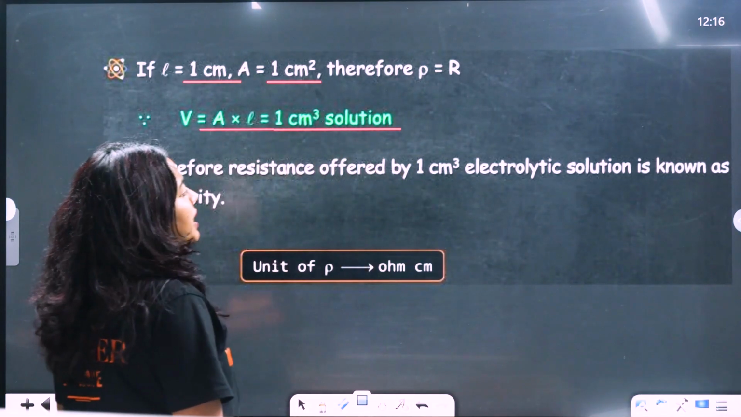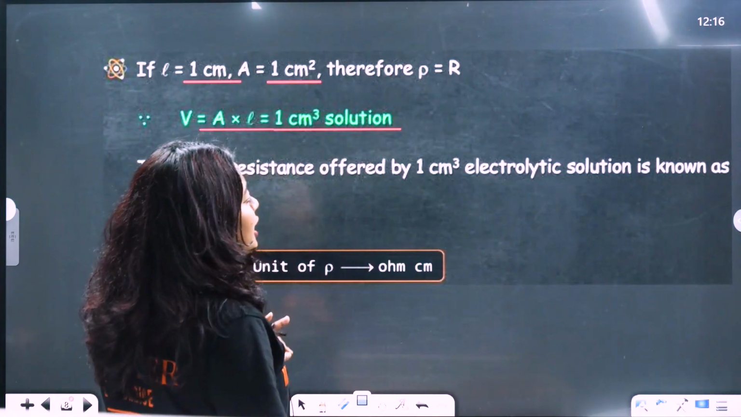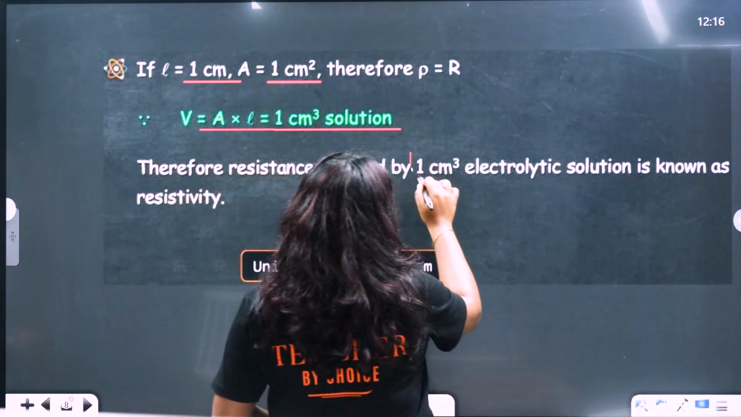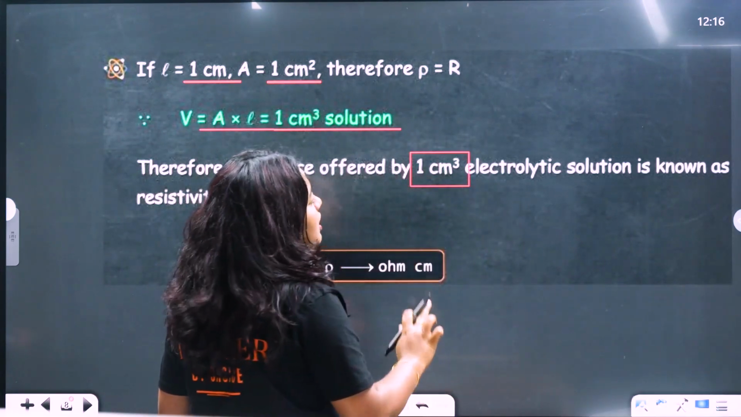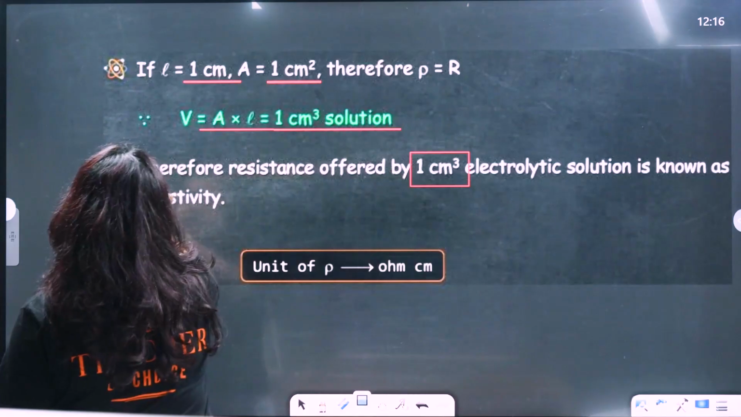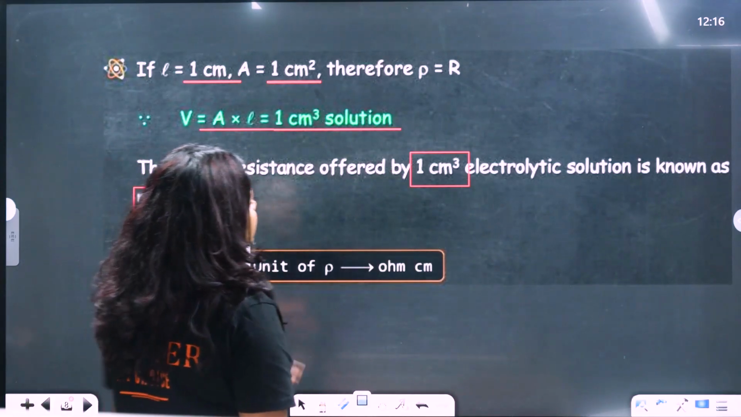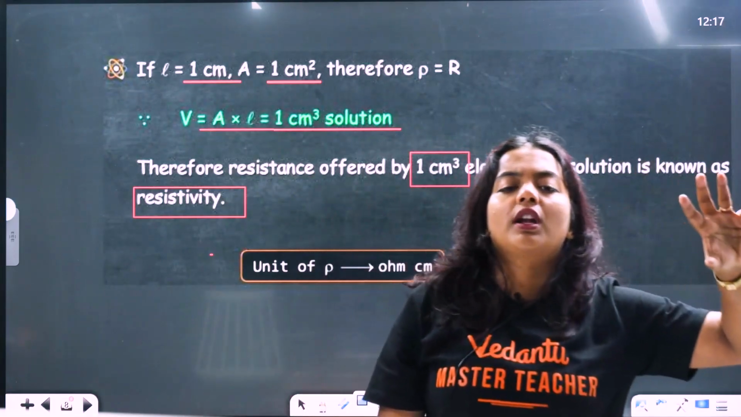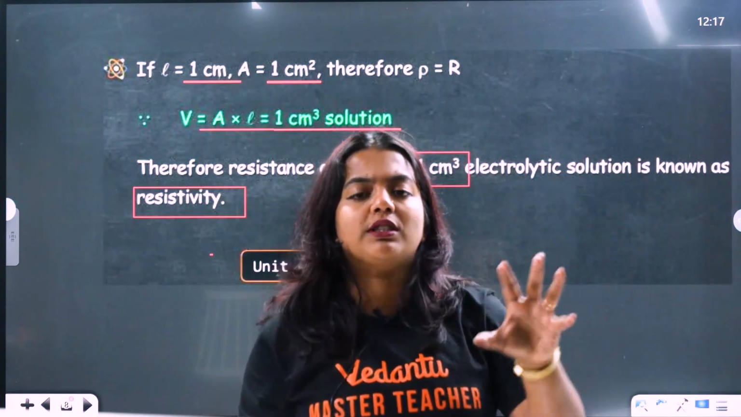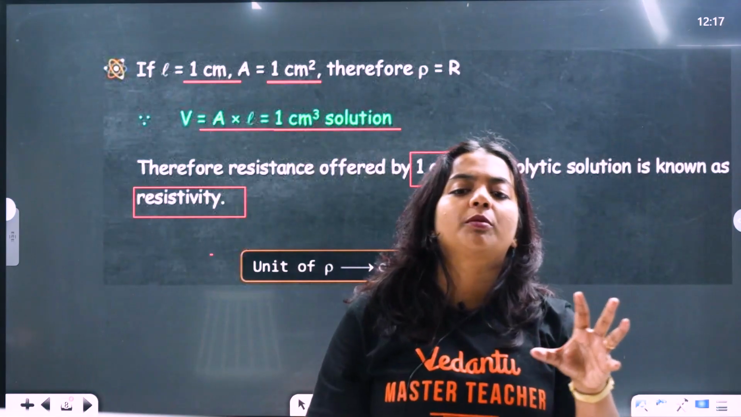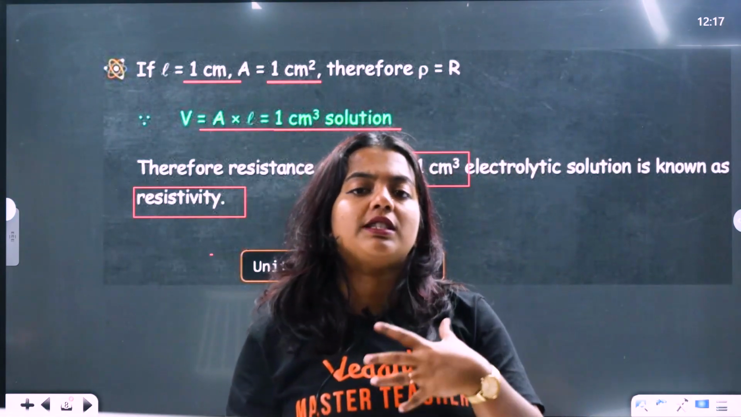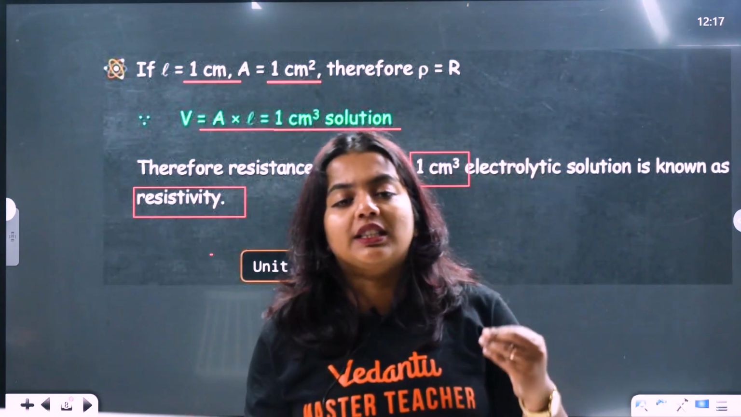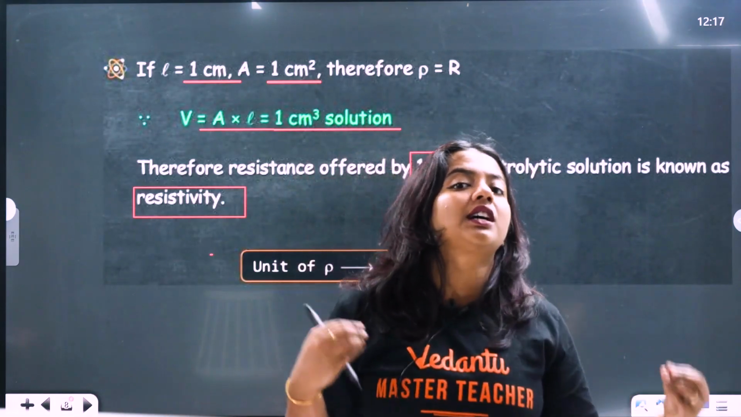Therefore the resistance offered by a 1 centimeter cube electrolytic solution is known as the resistivity. Which means when the volume is 1 centimeter cube, always remember that it is called the resistivity. Resistance and resistivity are equal. Electrolytic solution means they can conduct electricity. When we take an electrolytic solution, its resistance is what we consider as the resistivity.